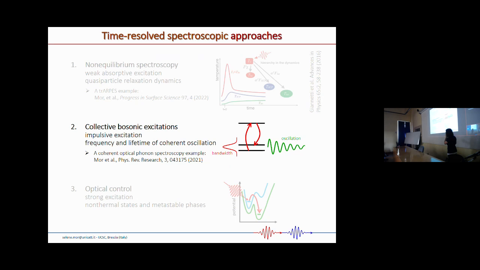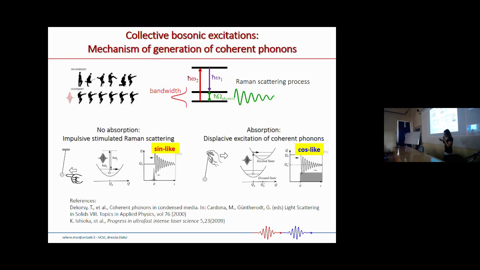But how this actually occurs in a time-resolved picture, I'm going to show you later with an example referring to coherent phonon dynamics in a semiconductor. So first, a bit of a preparatory description of the mechanism of generation of coherent optical phonons, which is probably the easiest collective excitation we might think of. It is basically a Raman process.